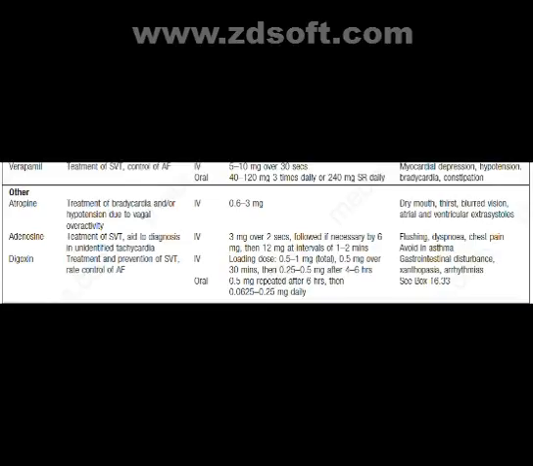Now the other drugs are atropine, adenosine, and digoxin. Atropine, the indication is treatment of bradycardia and/or hypotension due to vagal overactivity. Route of administration is through IV. The dose is 0.6 to 3 mg, and the adverse effects which occur are dry mouth, thirst, blurred vision, atrial and ventricular extrasystoles.